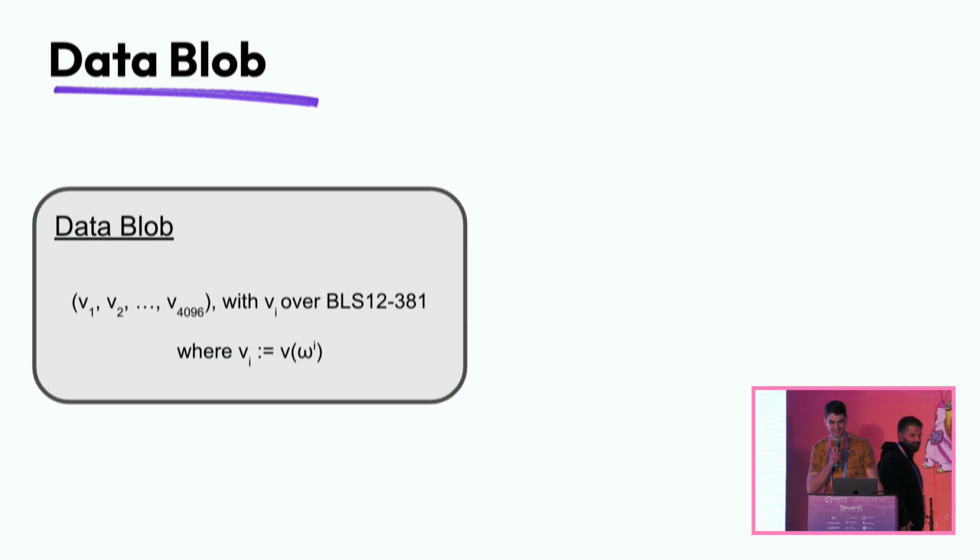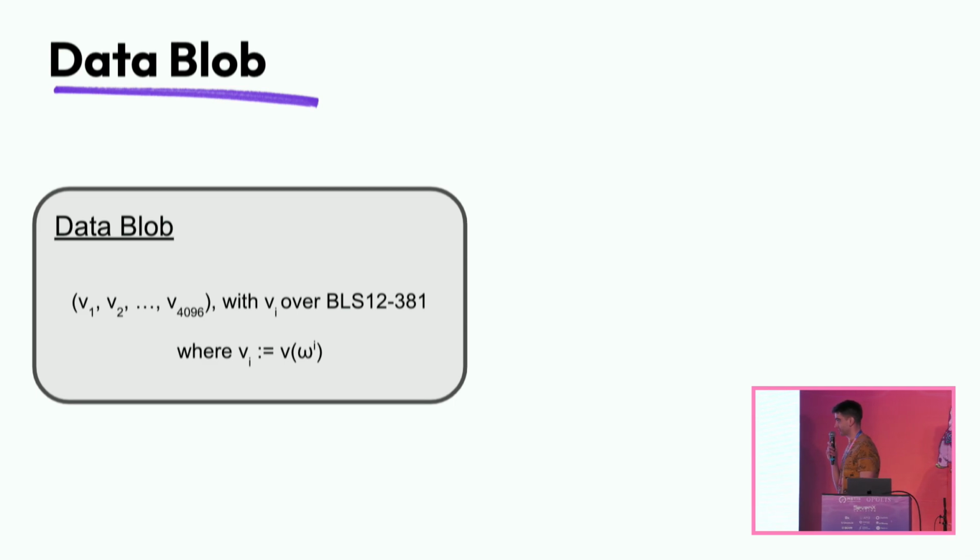Hello. OK. Let's start with the fun part. So to be slightly more specific, I like to see the data blob as a vector of field elements, each of which is over the BLS scalar field order. And the vision I like more is seeing these elements as evaluations of a given polynomial over some set of predefined values. In this particular case, it is a set of roots of unity.